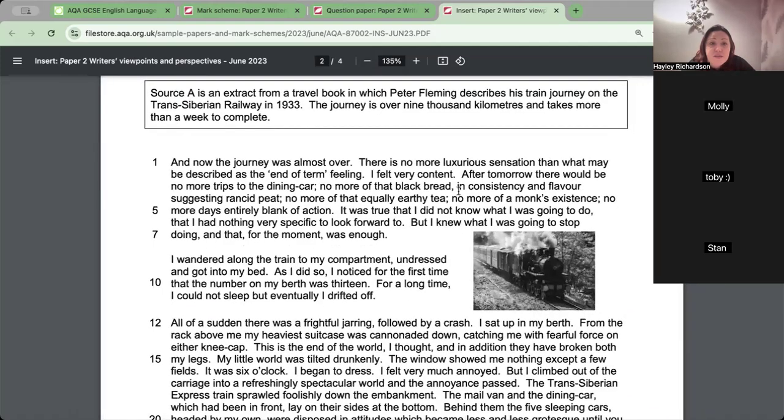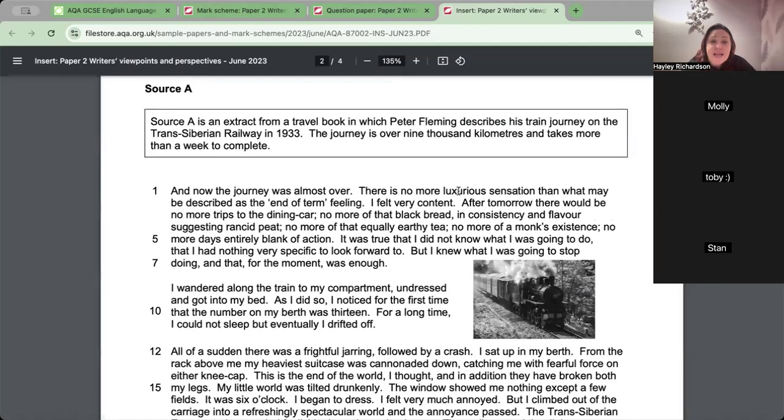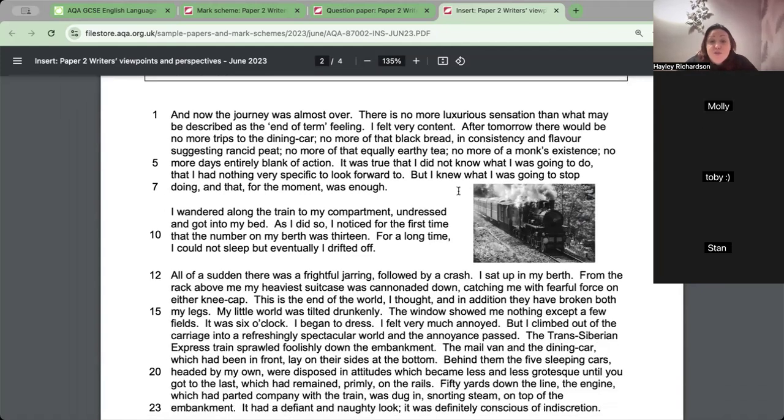We've got Source A, an extract from a travel book in which Peter Fleming describes his train journey on the Trans-Siberian Railway in 1933. The journey is over 9,000 kilometres and takes more than a week to complete. And now the journey was almost over.